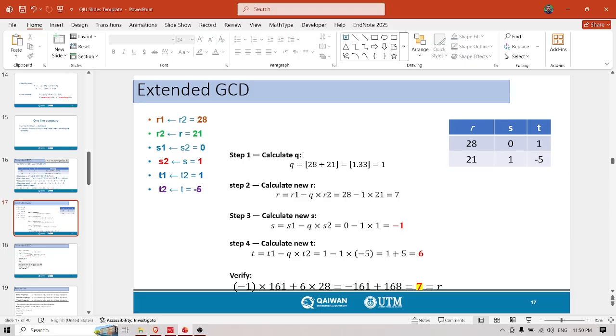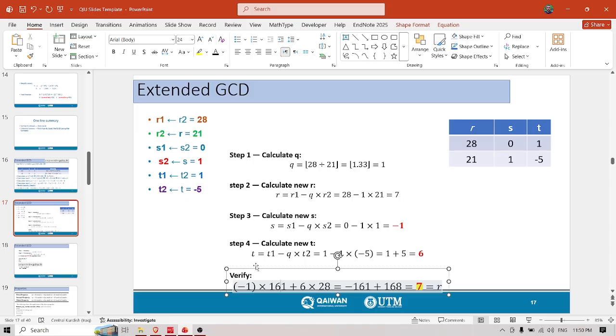Now we will calculate again. For the Q, we said that we will divide these two, and the remainder, we will take the whole number. We will not dictate this small remainder. We will just take the one. Now our Q is 1. We will say R is equal to R1 minus Q multiplied by R2. Now for the R we get 7. For the S we get minus 1. For the T we got 6.